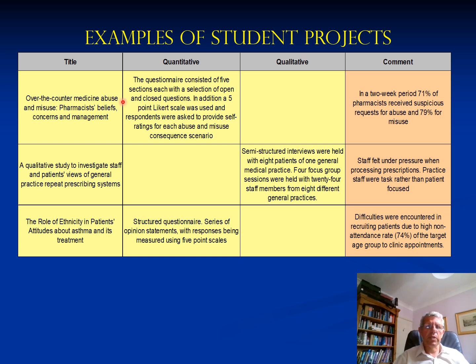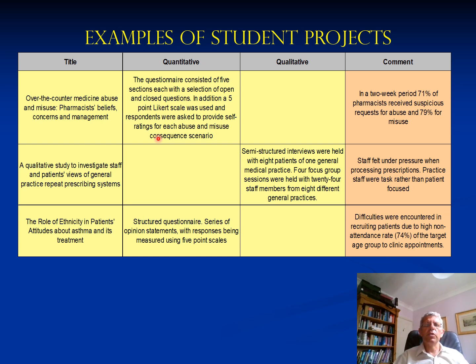In other words, sometimes the questions have predefined responses, and other times the person can just write in their own comments. And in addition, a 5-point Likert scale was used, and respondents were asked to provide self-ratings for each medicine abuse and misuse consequence scenario. So quite a lot of time was involved in developing a questionnaire, which is something that you might want to think about. And obviously there are issues to do with the validity and reliability of these questions.